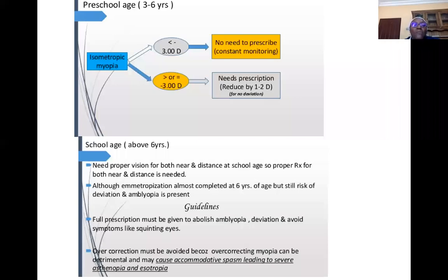For those in school age, by 6 years, they need their distant vision. So you need to give treatment for both distance and near. Although sometimes emmetropization is completed by 6 years, there's still the risk of deviation and amblyopia if it's present. So the full prescription must be given to abolish amblyopia, deviation, and avoid symptoms like squinting the eyes, whereby you see children trying to squeeze their eyes to make the image better. And then overcorrection should be avoided in myopia because it causes accommodative spasms leading to severe asthenopia and also might lead to esotropia.